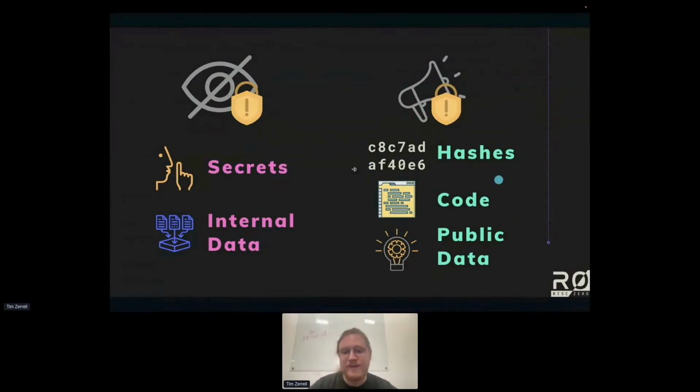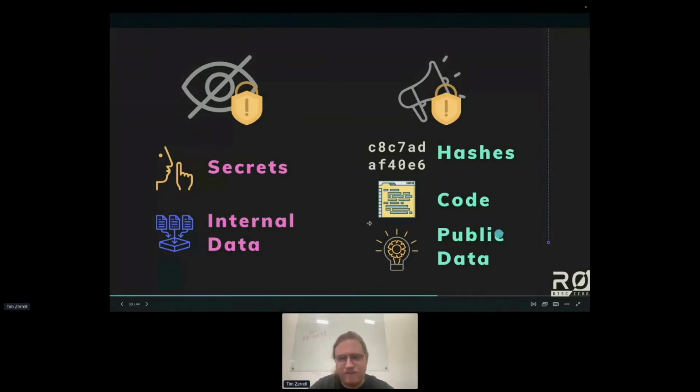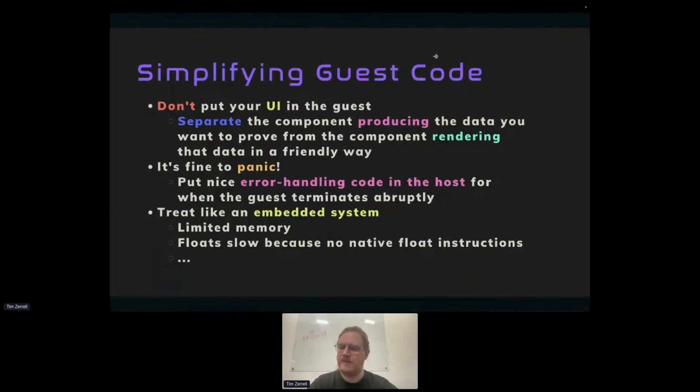The code is going to be securely published because you have that method ID, that hash that can be checked against the code. And just public data in general, you tend to want to securely publish. So that's a design consideration.